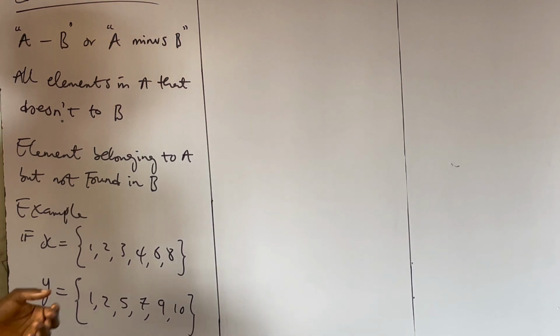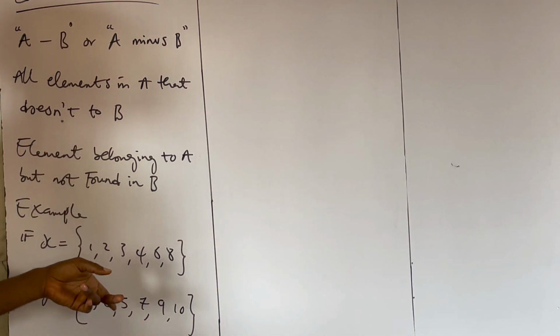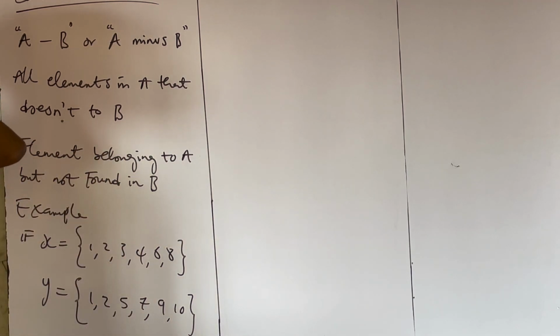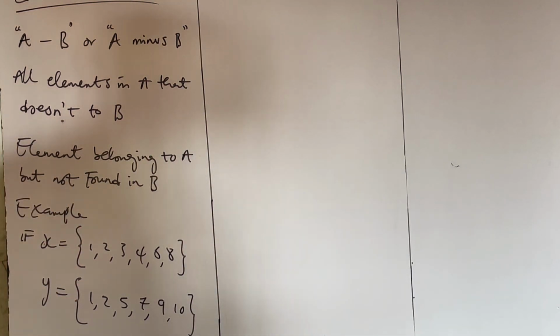Do you understand? That does not mean that you won't find an intercept there. You won't find an element in A that is in B. But we are saying that this element does not belong to B entirely. So now let's use a Venn diagram.